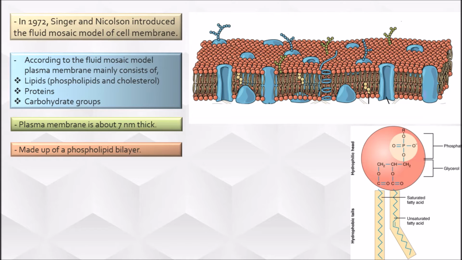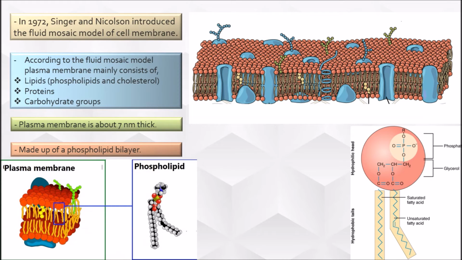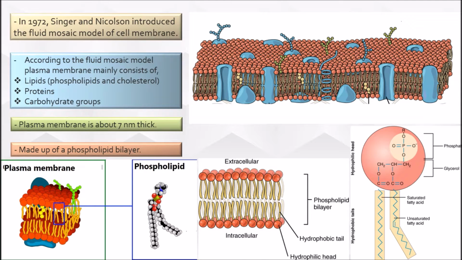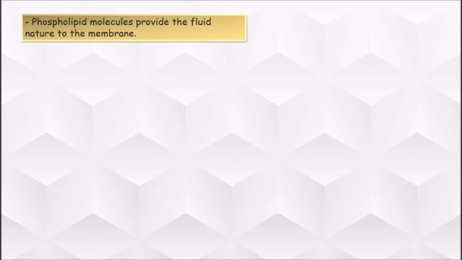The hydrophilic heads of the phospholipids face outward into the aqueous environment both inside and outside the cell. The hydrophobic tails face the interior of the membrane where they are shielded from the surrounding water. The plasma membrane is compared to the fluid mosaic model. Since phospholipid molecules are movable, they provide the fluid nature to the membrane.